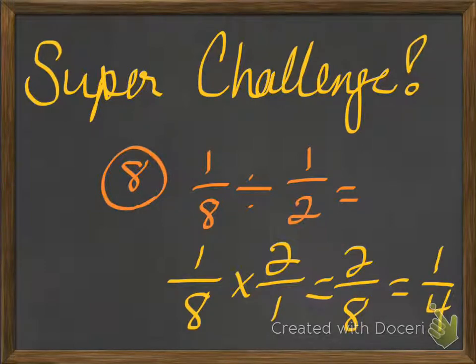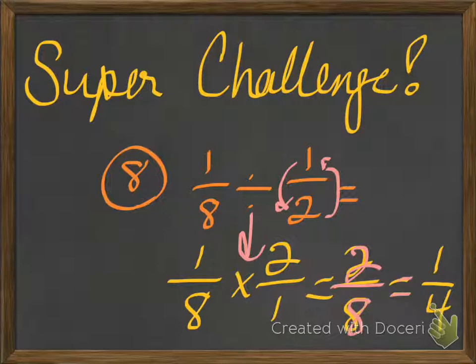Okay, so 1/8 divided by 1/2. I changed the division to multiplication, changed 1/2, flip them around, and you get 2 over 1. Then multiply the numerators to get 2, multiply the denominators to get 8. 2/8 is the same as 1/4 when you divide 2 out of the numerator and the denominator, and your answer is 1/4.